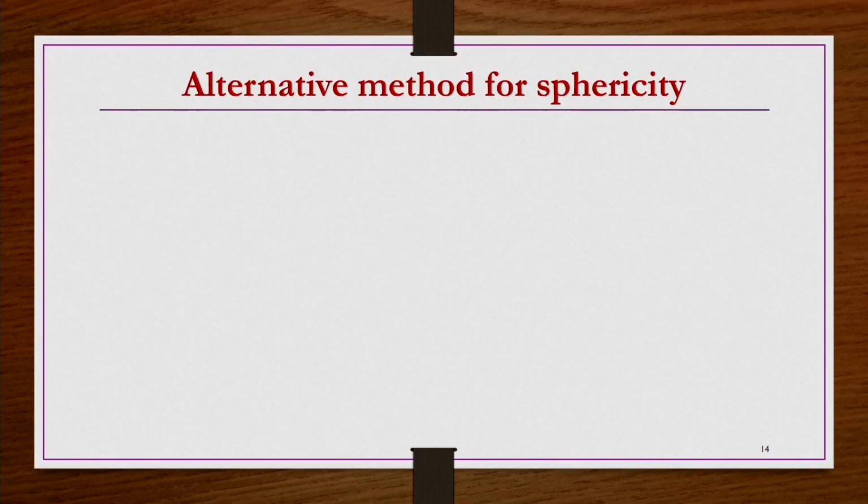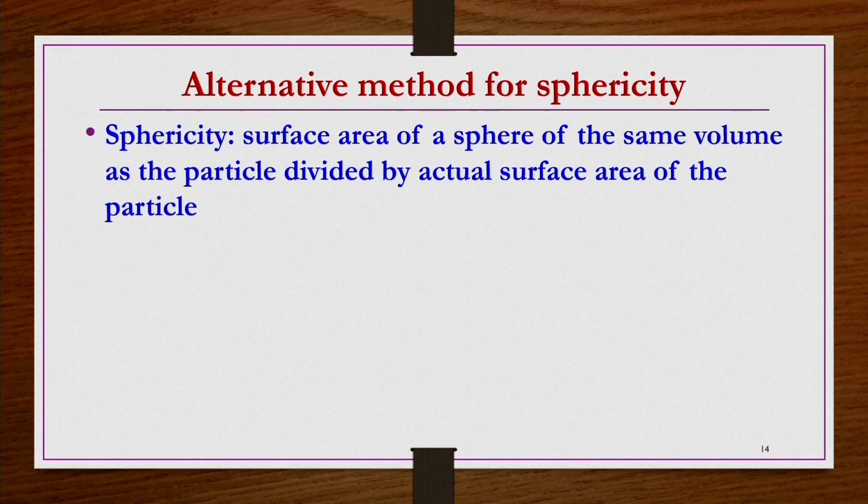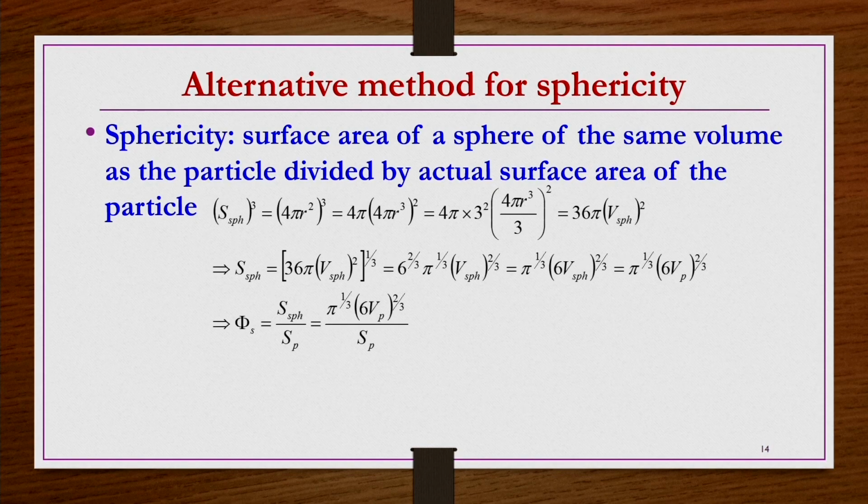There are some alternative methods for sphericity also, that we can see from the definition. Sphericity is the surface area of a sphere of the same volume as the particle divided by the actual surface area of the particle. That way also we can see the sphericity, with a slightly different approach.